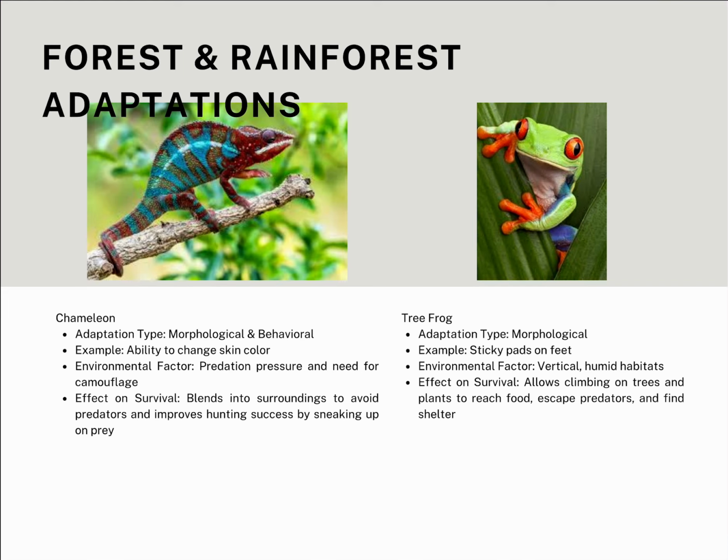Chameleon. Adaptation type: morphological and behavioral. Example: ability to change skin color. Environmental factor: predation pressure and need for camouflage. Effect on survival: blends into surroundings to avoid predators and improves hunting success by sneaking up on prey.